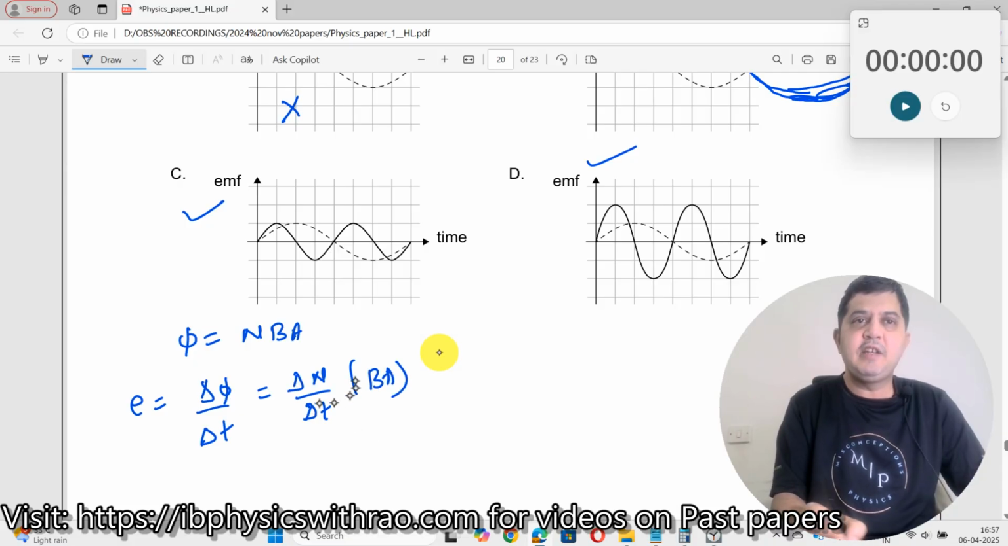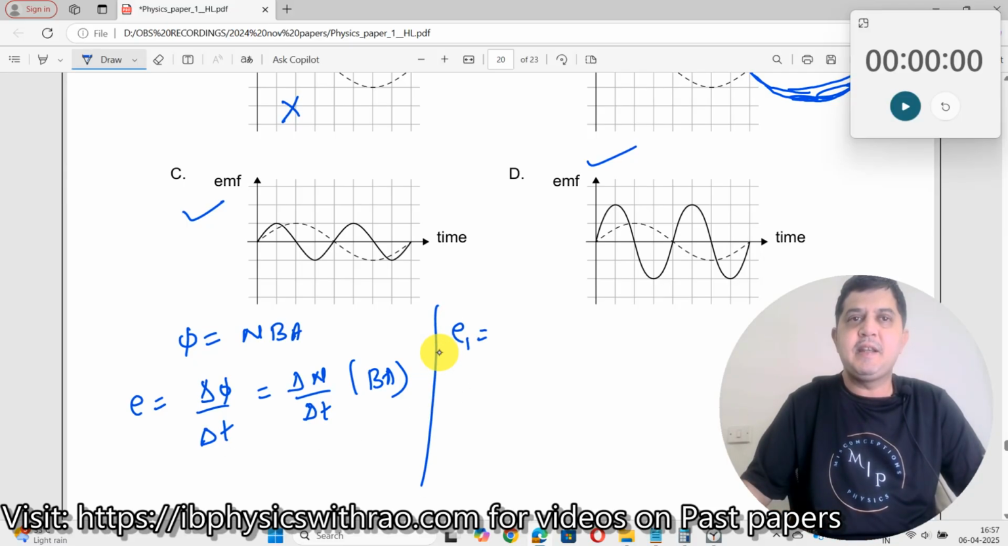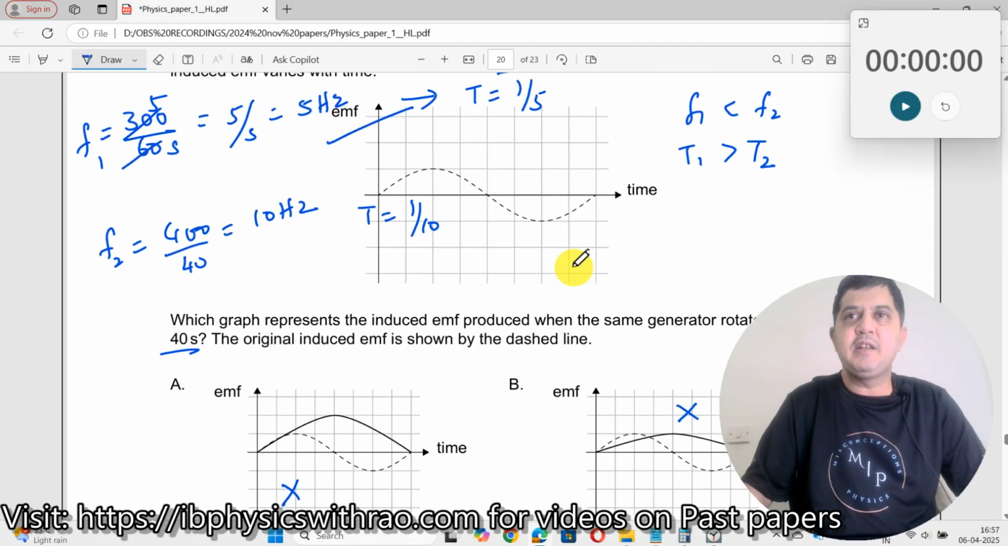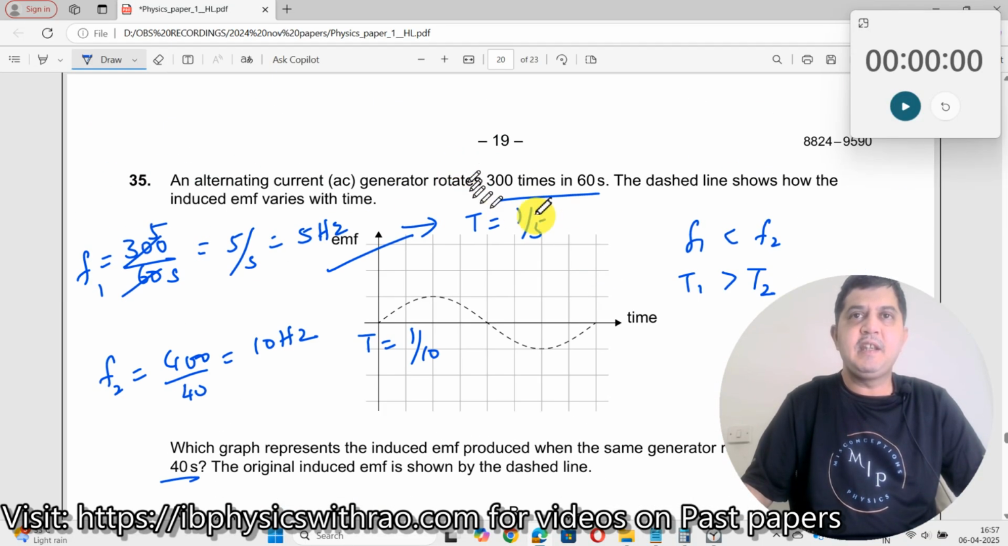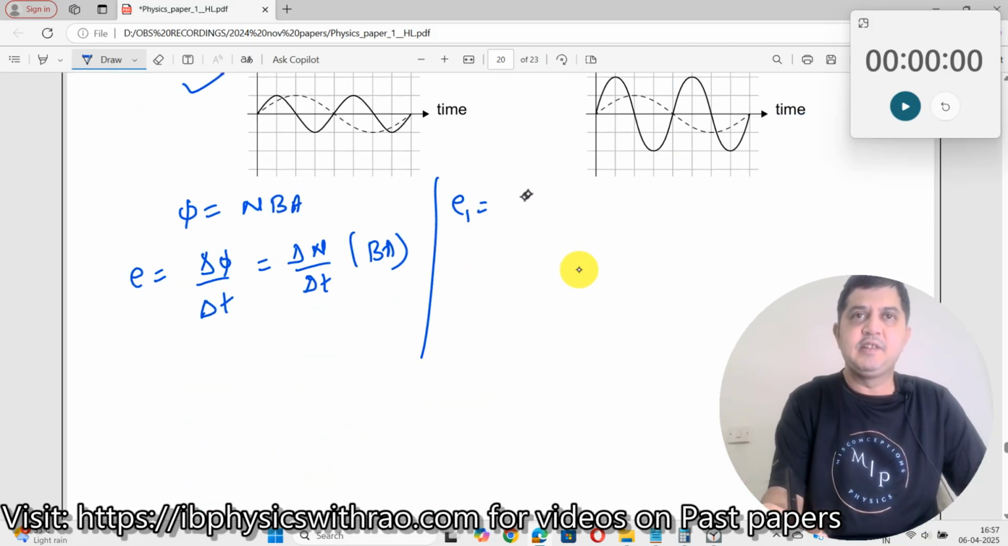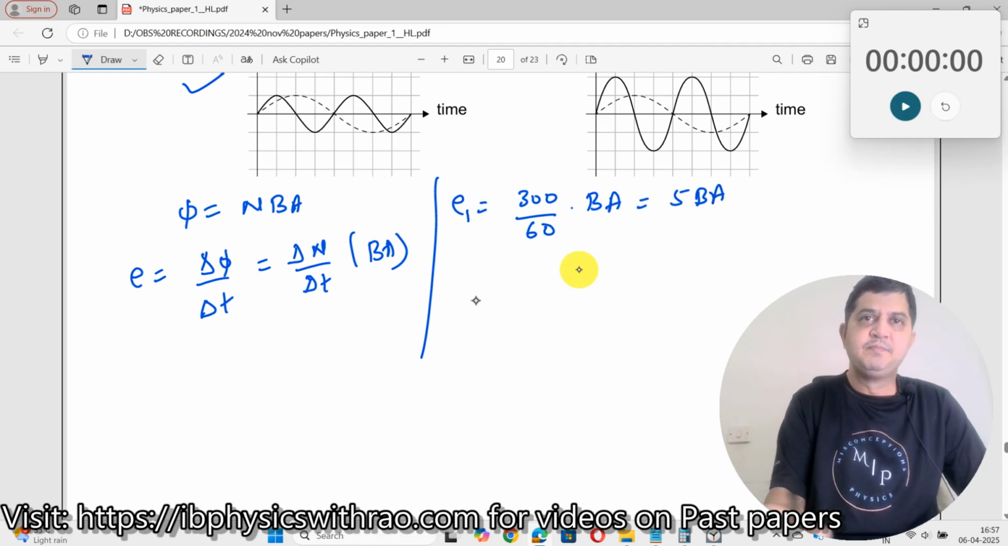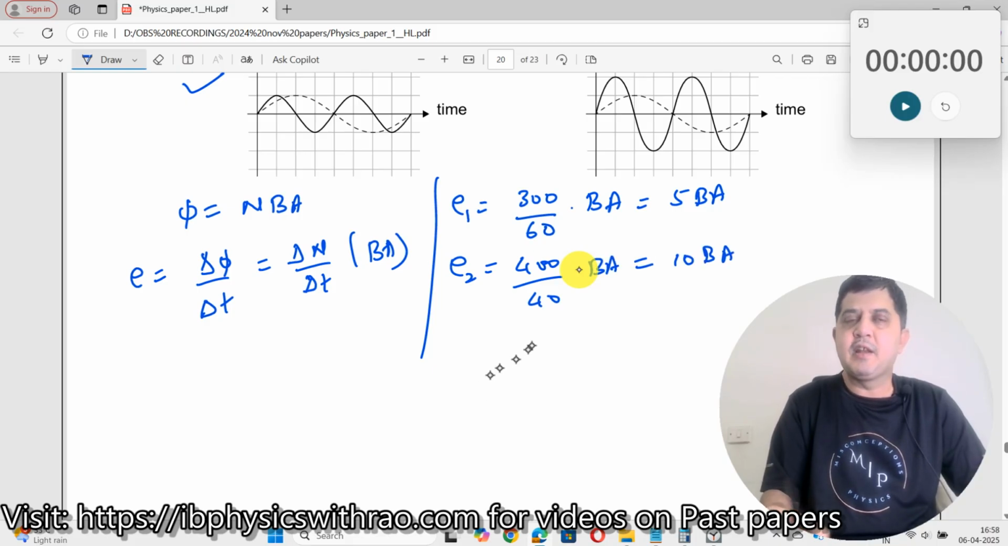Now let us plug in the values to find the value of EMF. In the first case, E1 should be delta N1 by delta T. What is delta N1? I substitute 300 divided by 60 multiplied by BA, which is equal to 5 times BA. Second, E2 is equal to 400 divided by 40 times BA, which is equal to 10 times BA. Now what's happening here? This E2 is greater than E1.